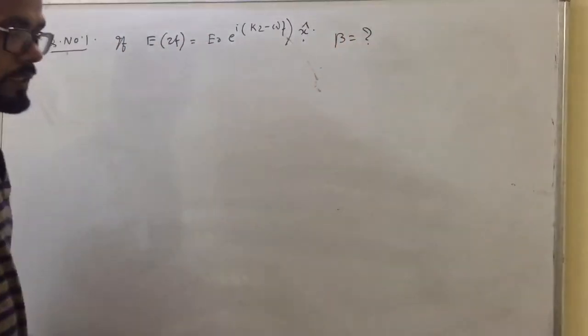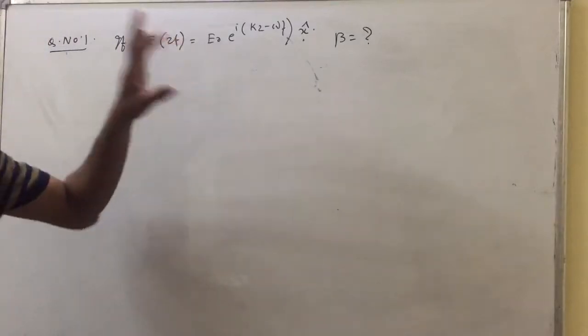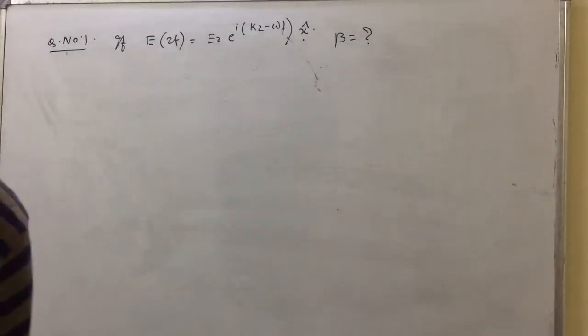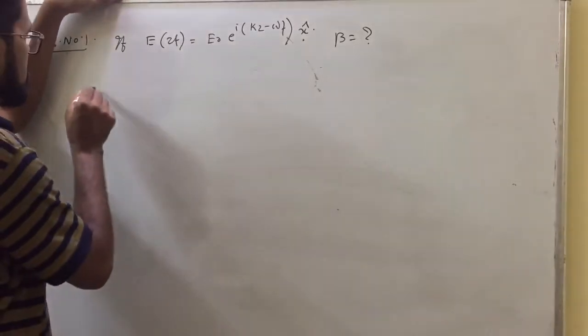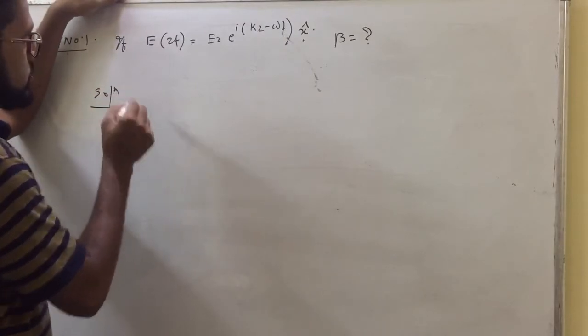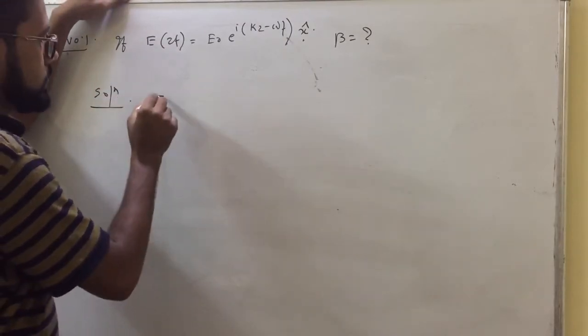This question comes in the NET or GATE exam, and if we solve numerical problems, then you can easily understand the behavior of the electromagnetic wave. Okay. Now see, the solution is very easy. I have to find out B.